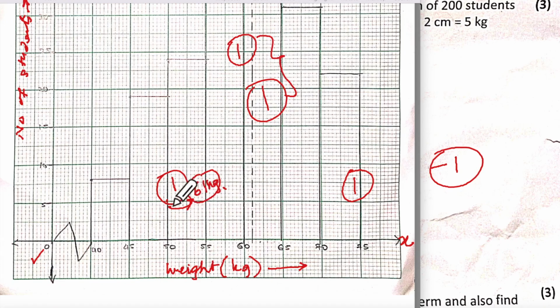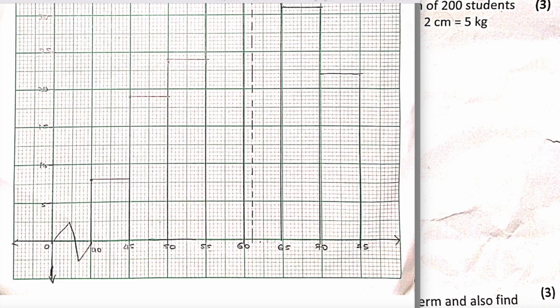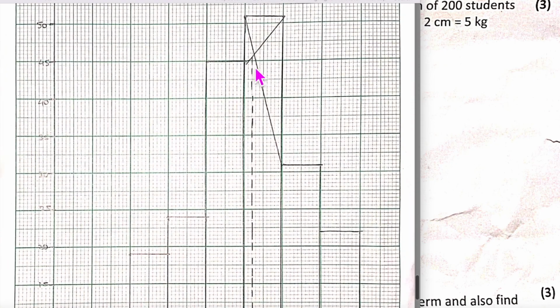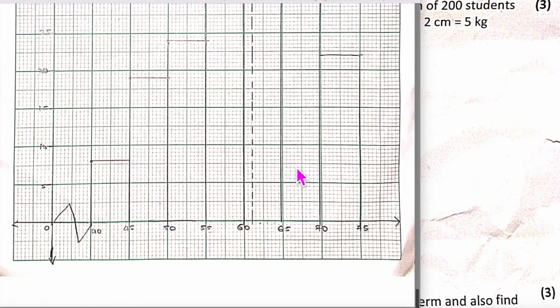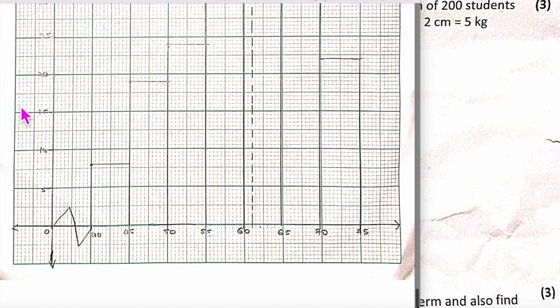1 mark for the scale and the labeling, and 1 mark for reading the correct value over here. Understood? So here the child is going to lose because the intersection was not shown properly. Can you see that? So 1 mark will go there, and 1 mark for not writing the scale, 1 mark gone there.